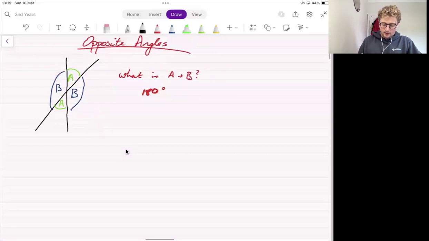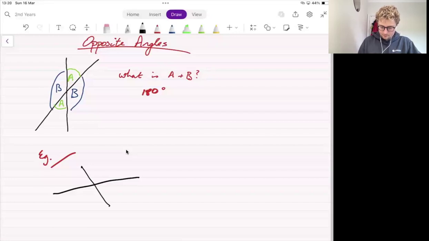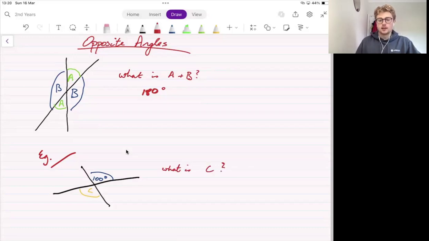Okay, so I want you guys to tell me, if I have a setup like this with this angle to be 100 degrees, I want you guys to tell me, first of all, what is the size of the angle C? So what is the size of the angle C?